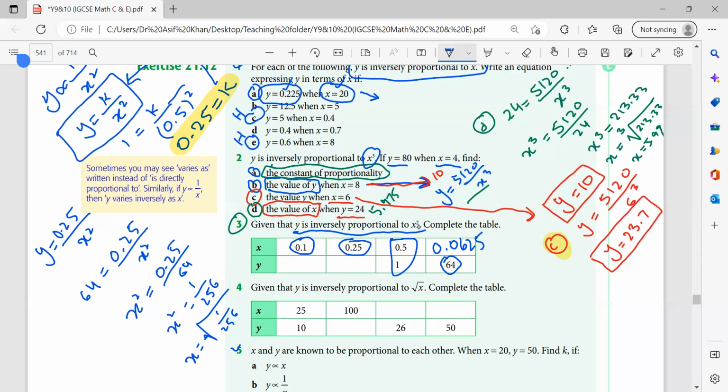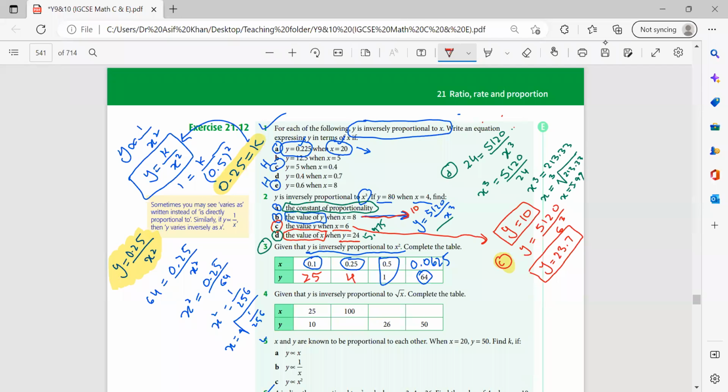These two parts that I left, 0.1 and 0.25, you have to solve. Put this value in the equation and find the value of y. Hurry up right now. So everyone got the same answer. For the first value, y is 25, the second value of y is 4. Yes, sir. Okay.